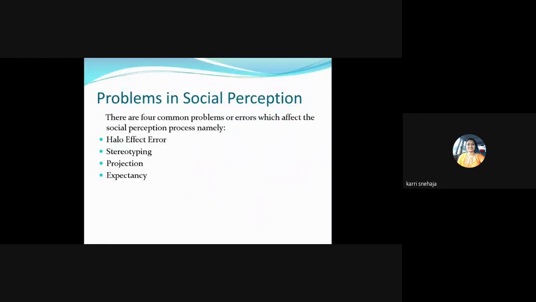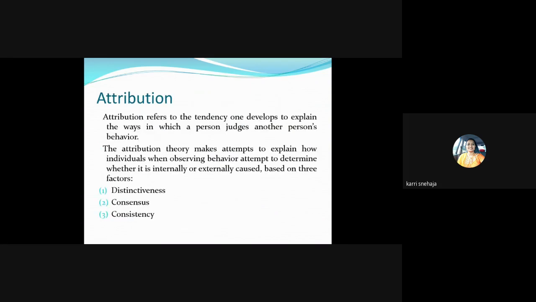The way we project ourselves in a particular situation. Expectancy is basically what has been expected of an individual. That is very important in problems with social perception. Now, what is attribution? Attribution refers to the tendency one develops to explain the ways in which a person judges another person's behavior.